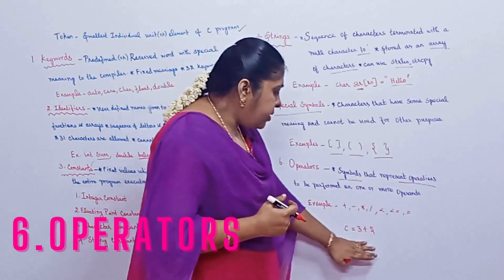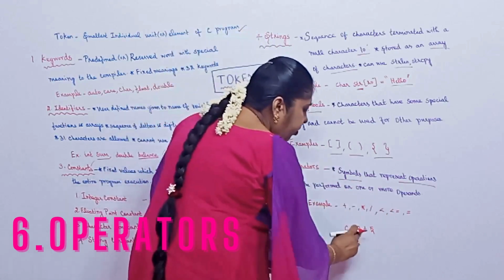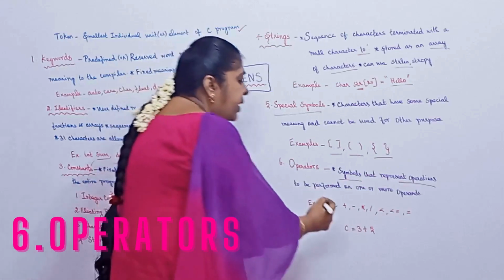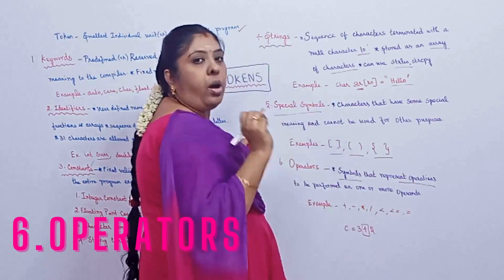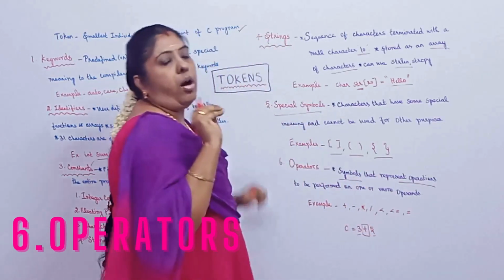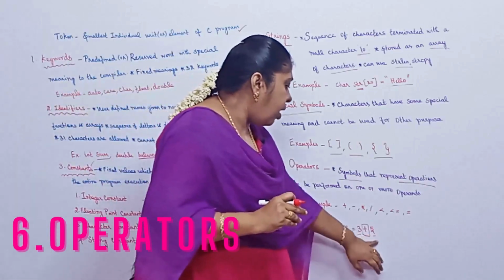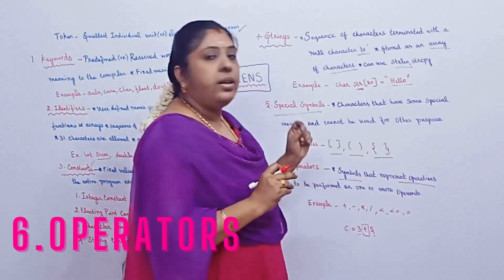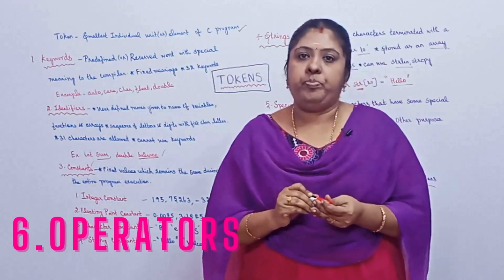Consider this example, c = 3 + 5. In this example, the value of 3 + 5 will be stored in c. Here the plus symbol is the operator and 3 and 5 are called the operands. That is, the plus operation is performed on the operands 3 and 5 and the value is stored in c. That is the difference between an operand and an operator.